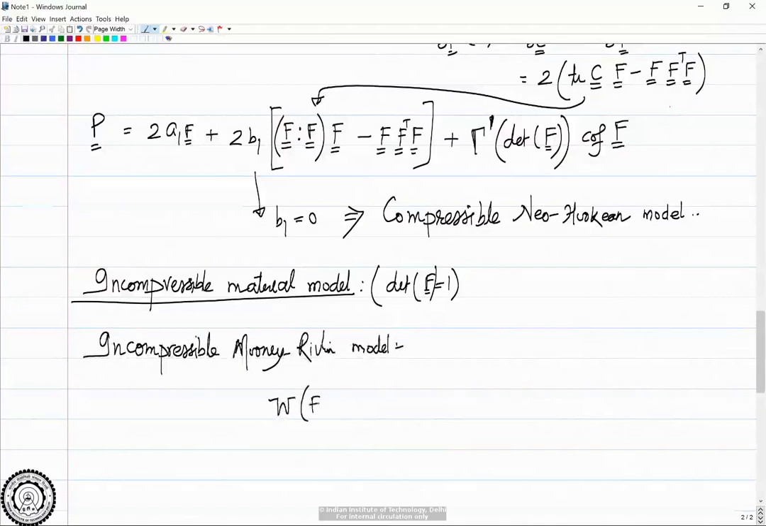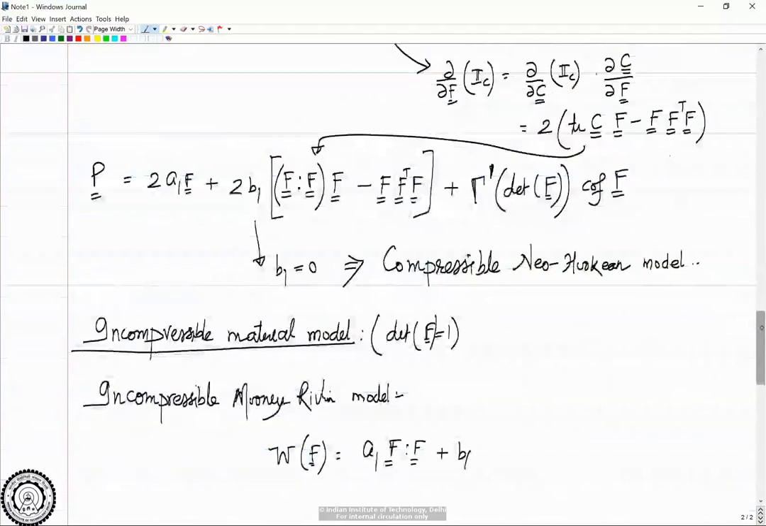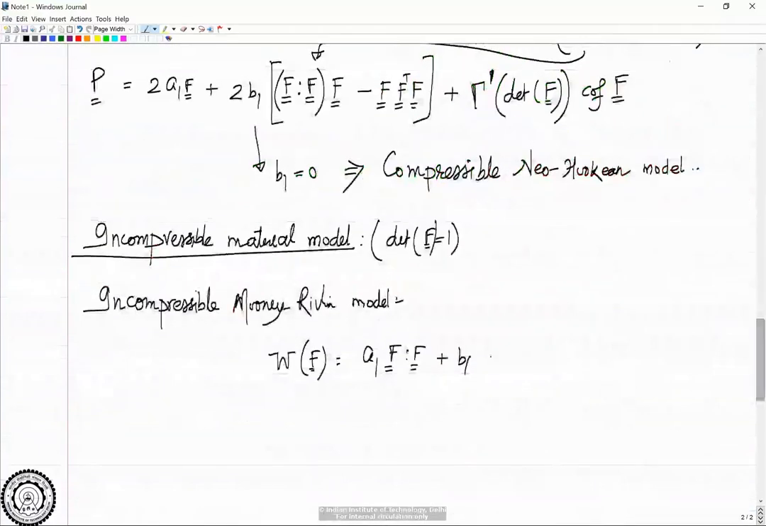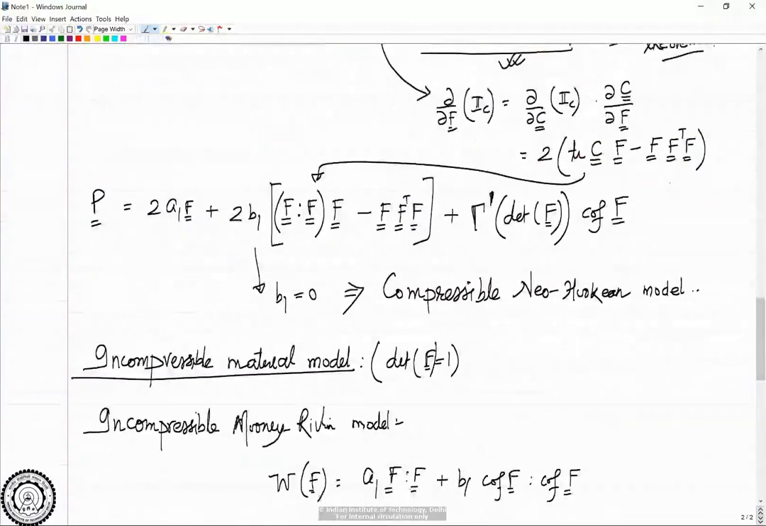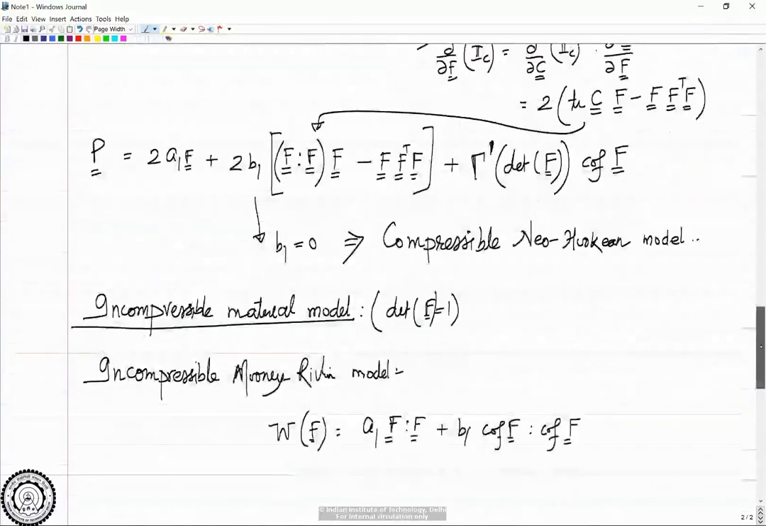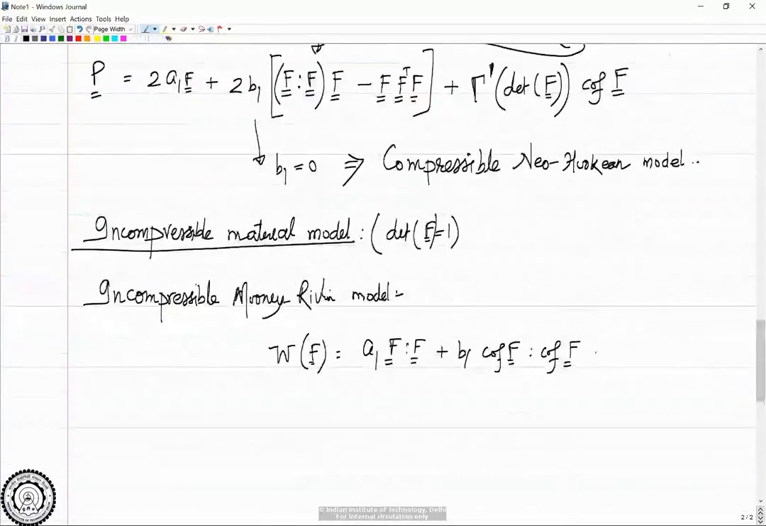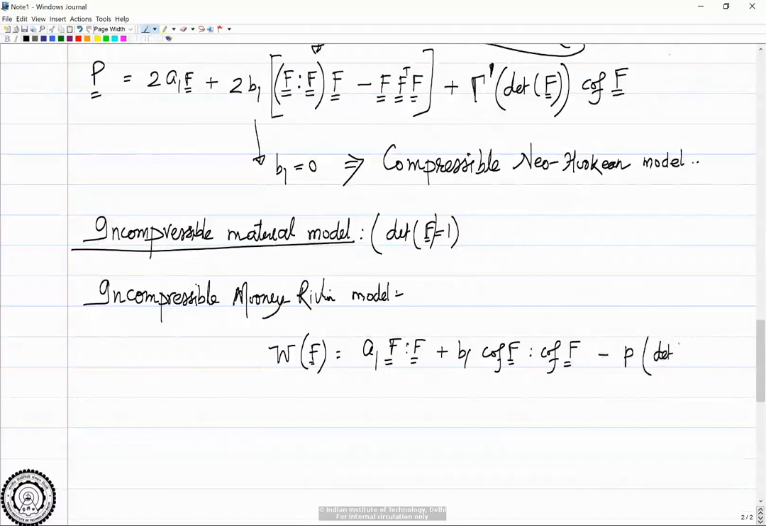then your W of F is equal to A1 into F double contraction F as it is there, plus B1 into cofactor of F double contraction cofactor of F. Okay, but the last one will not be there because that gamma, being a function of det F, is fixed equal to 1. So it acts like a constant, and we don't bother about constants in energy. But then it has to be augmented with a Lagrange multiplier, which we can write as P into det F minus 1. So det F minus 1 is the constraint and P is the Lagrange multiplier.